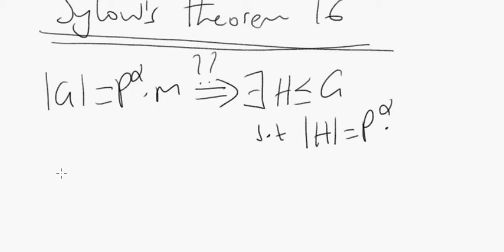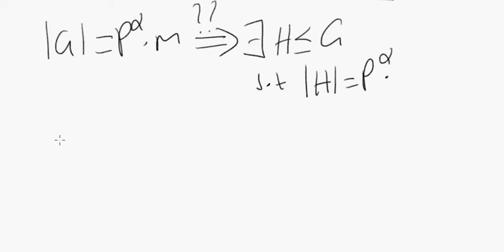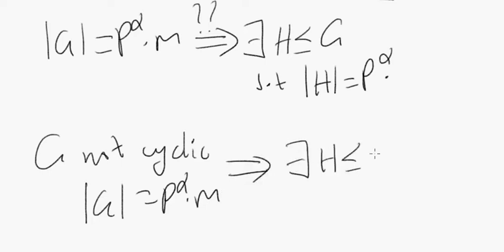So far we appear to have established that in the case when G is cyclic, the statement is true. And now what really seems to be the issue is figuring out, well, what if G is not cyclic? Suppose that the order of G is still p to the alpha times m. Is it necessarily true that there exists some subgroup H of G such that the order of H equals p to the alpha?